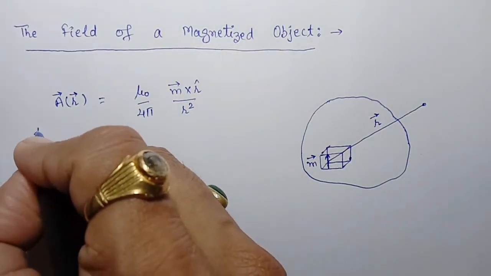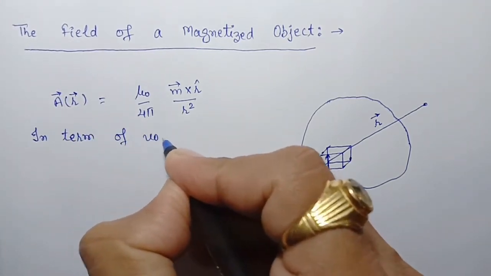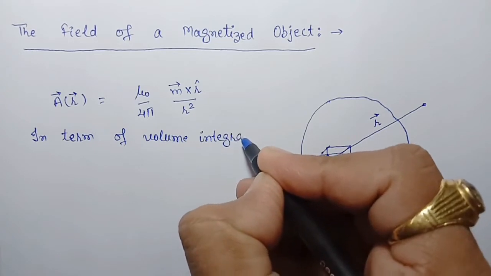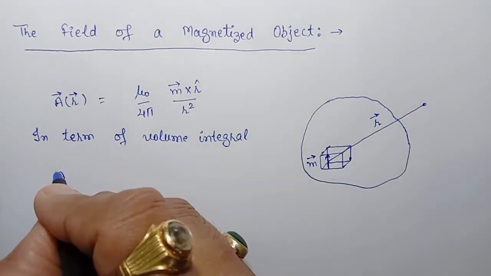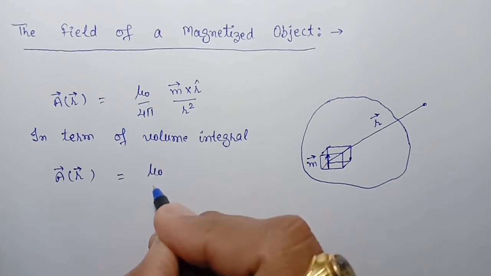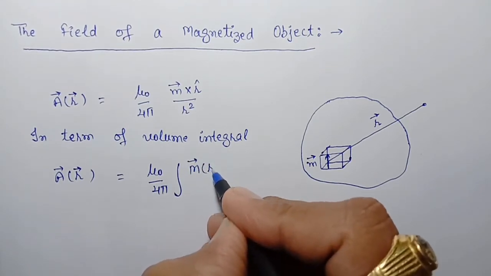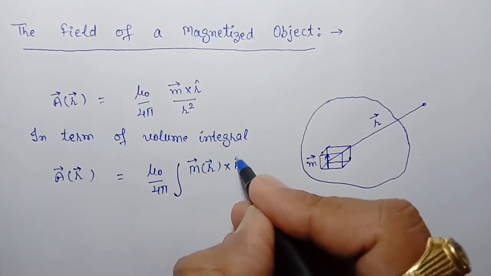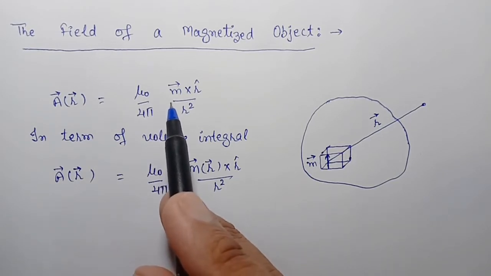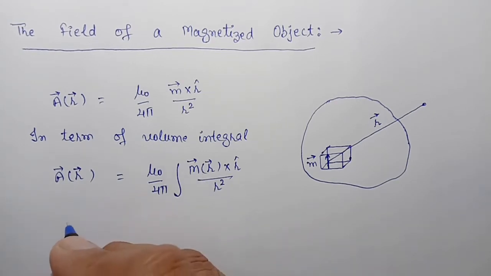So here, in terms of volume integral, this vector potential is equal to mu naught over 4 pi, and here this is a capital M vector r into r cap over r square. So here small m is the magnetic dipole moment and capital M is the magnetic moment.